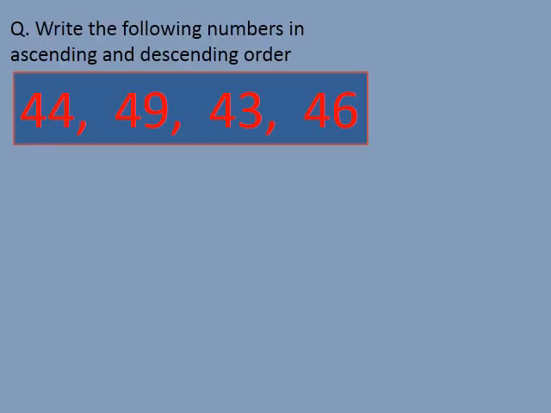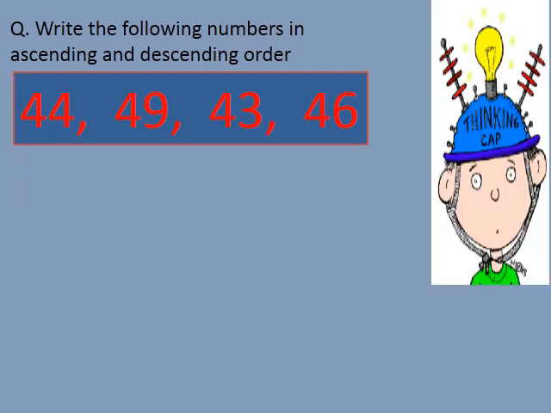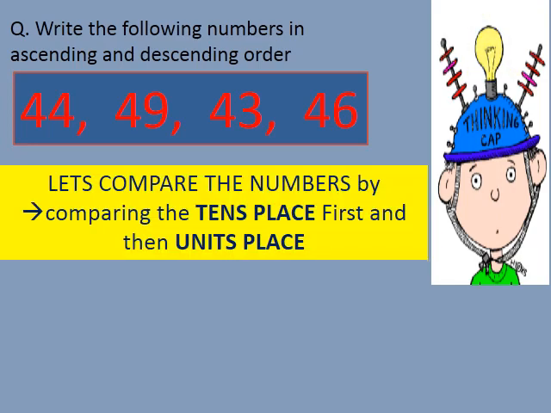Here we have another set of numbers, that is 44, 49, 43 and 46, and we have to write these numbers in the ascending and descending order. So children, are you ready with your thinking cap? Okay, so let us revise the rule, which we have already discussed in the topic of comparing numbers. Here, the rule is comparing the tens place first and then the units place.